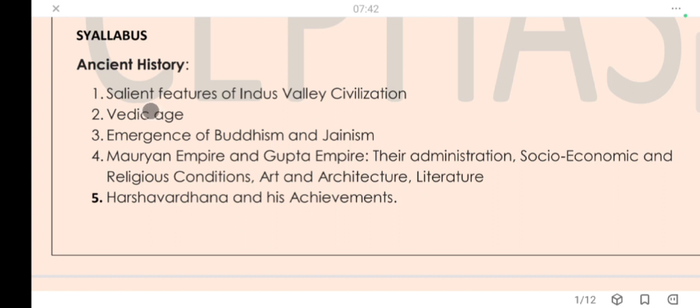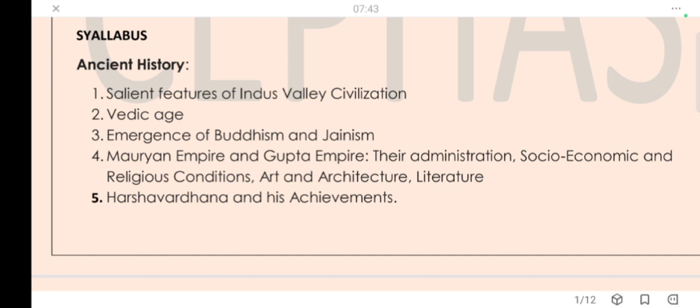First topic is salient features of the Indus Valley civilization. As I discussed in the previous session, we're going to discuss point by point each and every topic of the syllabus so that it will be very helpful from the exam point of view. Okay, so salient features of the Indus Valley civilization.